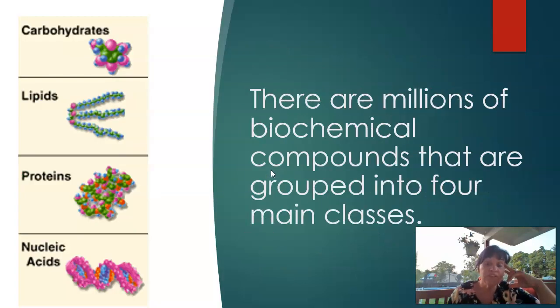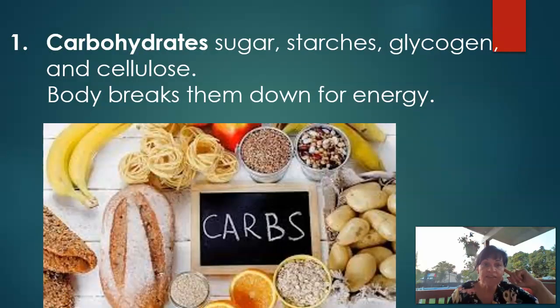There are millions of biochemical compounds that are grouped into 4 main classes, and I'm sure you've heard of these. We've got carbohydrates, lipids, proteins, and nucleic acids. So let's start with carbs first. Carbohydrates are sugars, starches, glycogen, and cellulose. Your body breaks them down for energy.